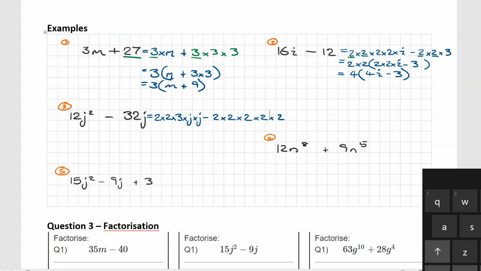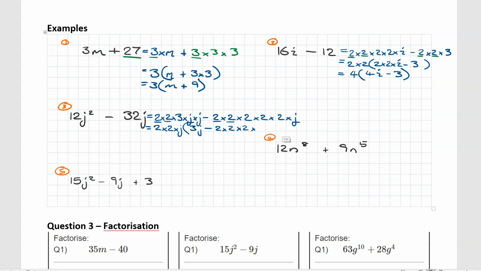16, 32 times j. Alright, now we're going to underline what's common between the two. We've got 1, 2, 1, 2, then we've got 1j and 1j like so. So bringing that together, we've got 2 times j. Then we've got this 3j left over on the first term.